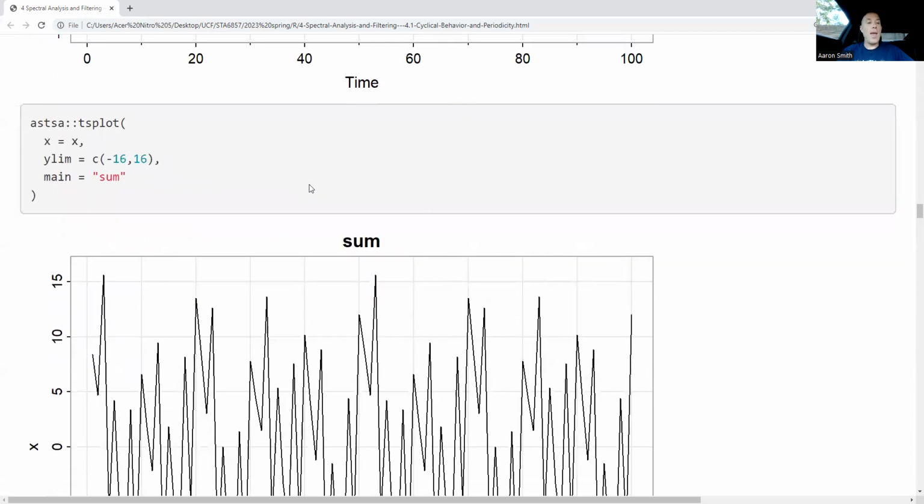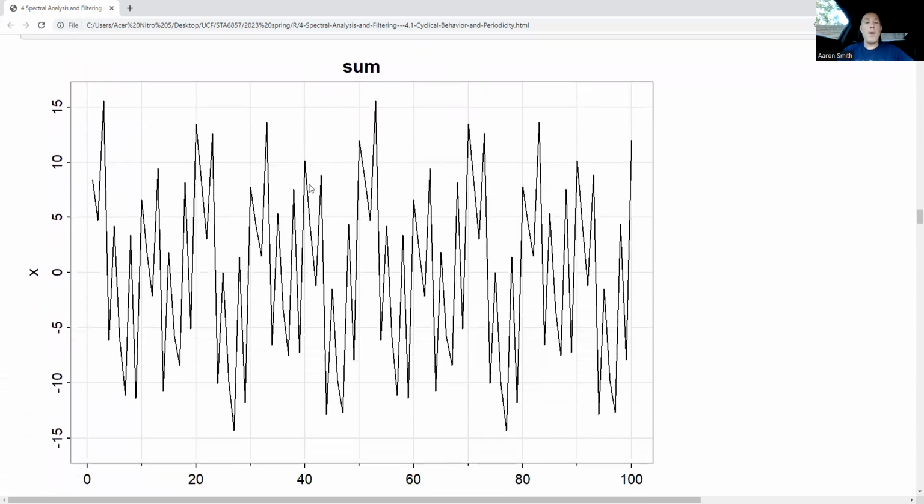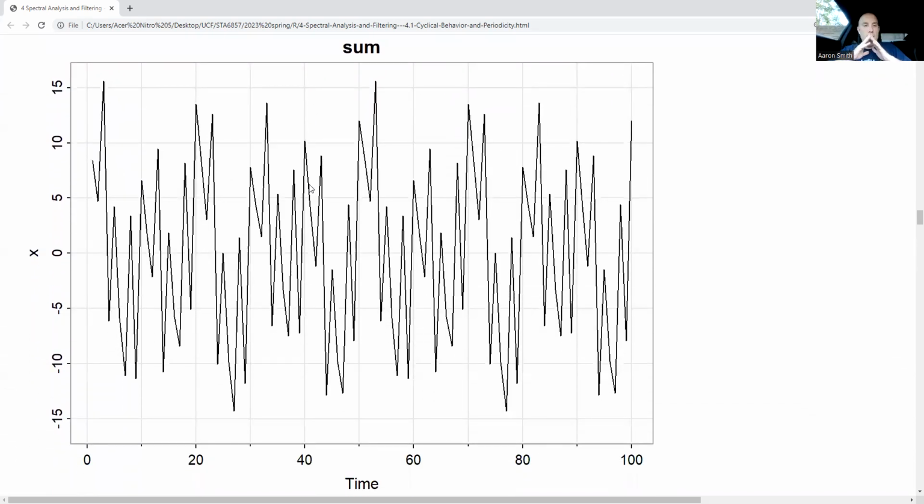Now let's take a look at the actual process when we add them all up. Well, wow, look at that. At first glance, you wouldn't even think that this is periodic. But if I take a moment and look, I realize that I can probably break this down into individual trig functions.